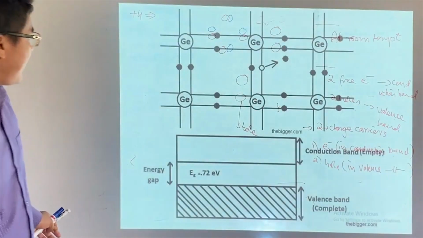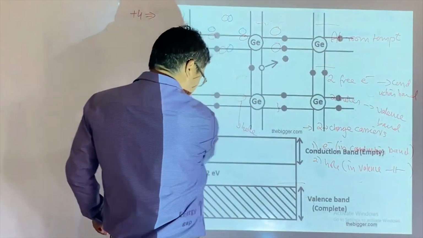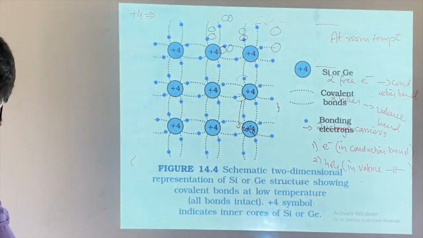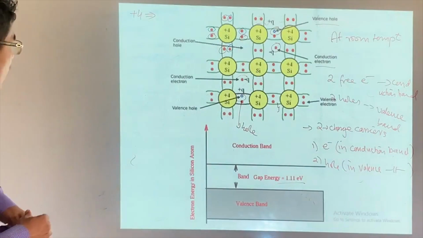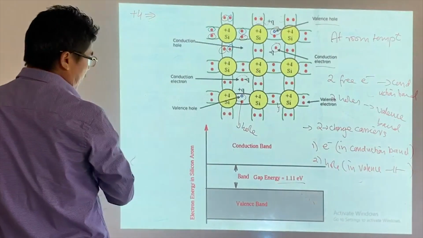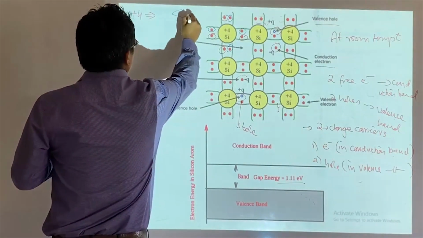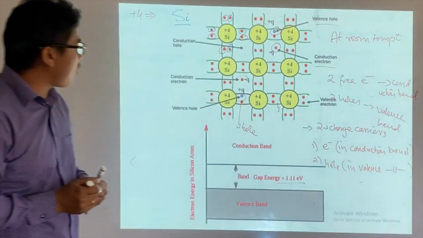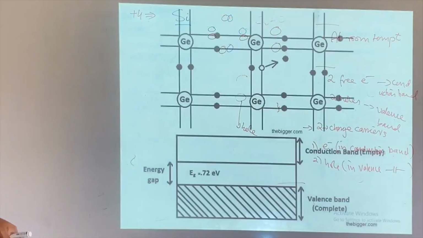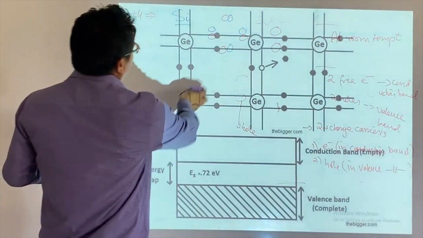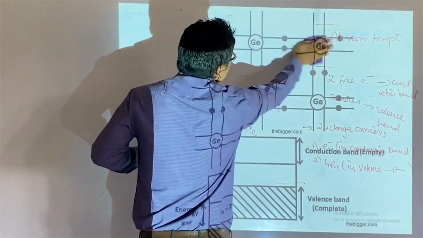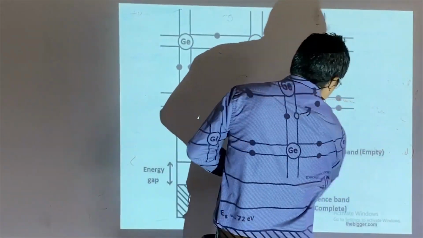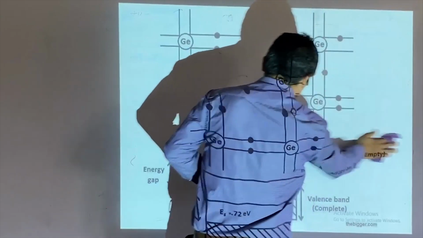Again, I have the same. This one is for silicon, I'm sorry, this one is for silicon, right? So the energy gap is 1.11 electron volt. Now this is for germanium. Same explanation, the only difference is the energy gap. So the germanium energy gap is less than silicon.